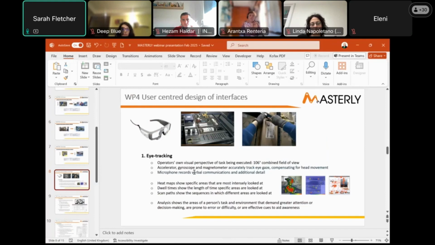They tell us where those problem issues are, and that then can advise us on where we may need to design out problem areas, where a robot would actually be more beneficial because it could be designed to take away some of those problem areas, or where the actual manual process itself in the human-robot interaction needs to be redesigned. So this analysis shows us the areas of the task and environment that demand greater attention, decision-making, that are prone to error or difficulty, or those that are effective cues to aid awareness.